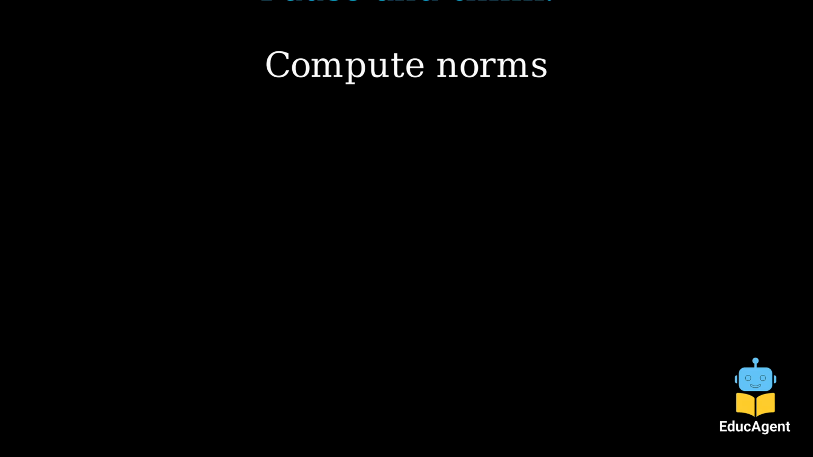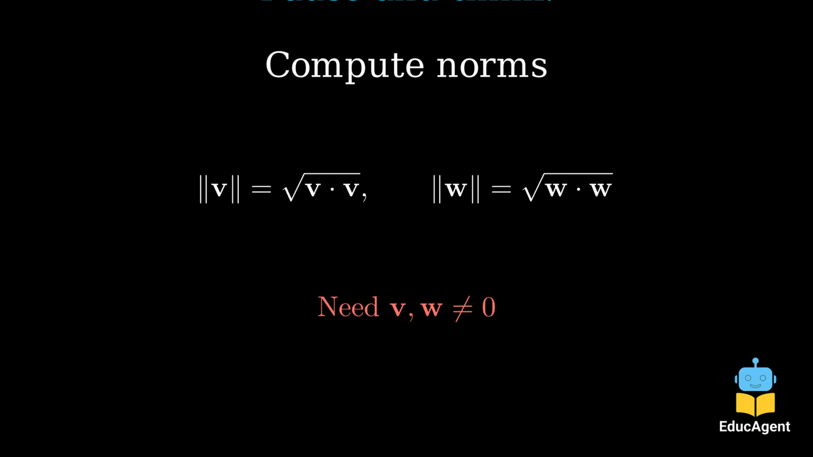First, we remind ourselves how to compute lengths, or norms, of vectors. The norm of a vector is the square root of its dot product with itself. This gives the lengths of v and w. Note, to form unit direction vectors, we require v and w to be non-zero.